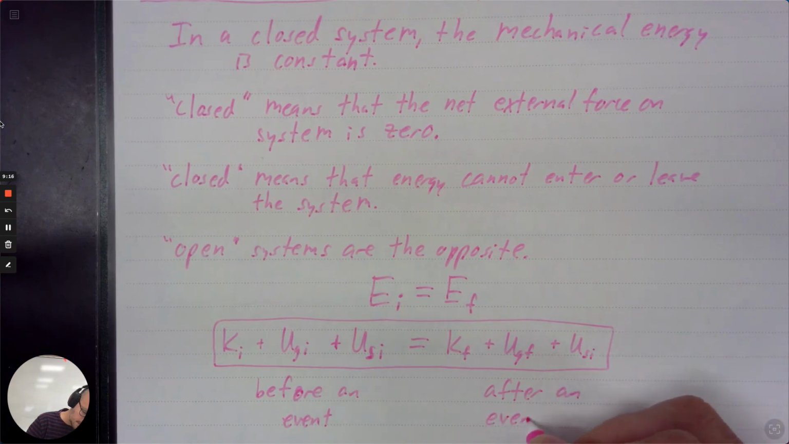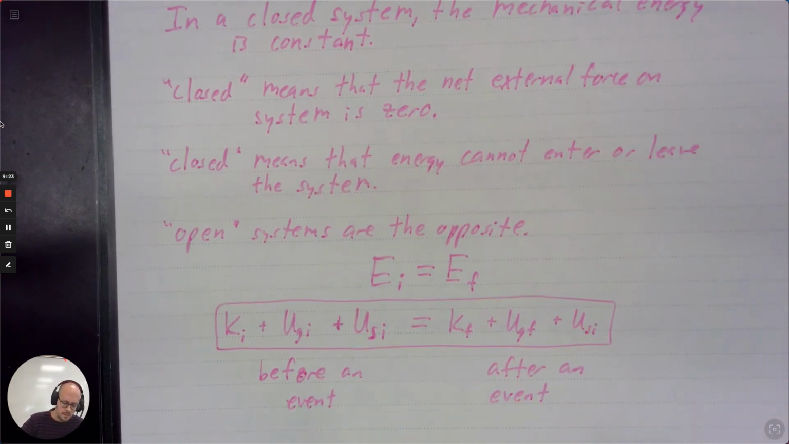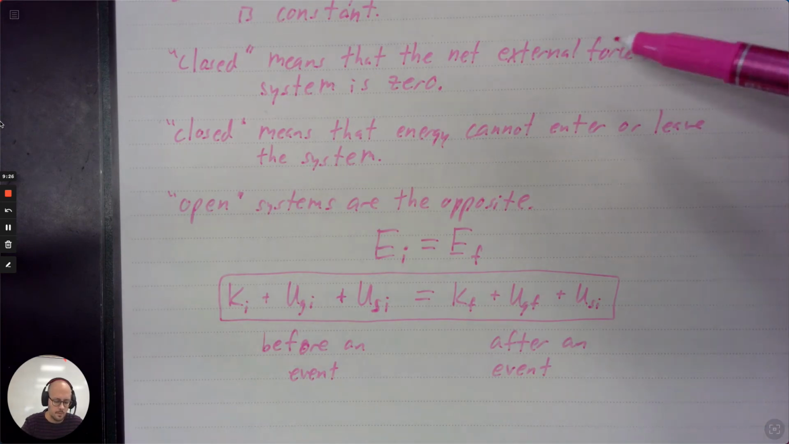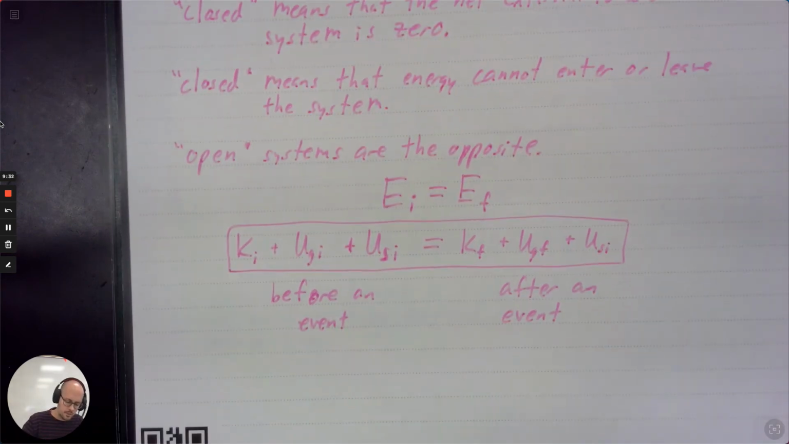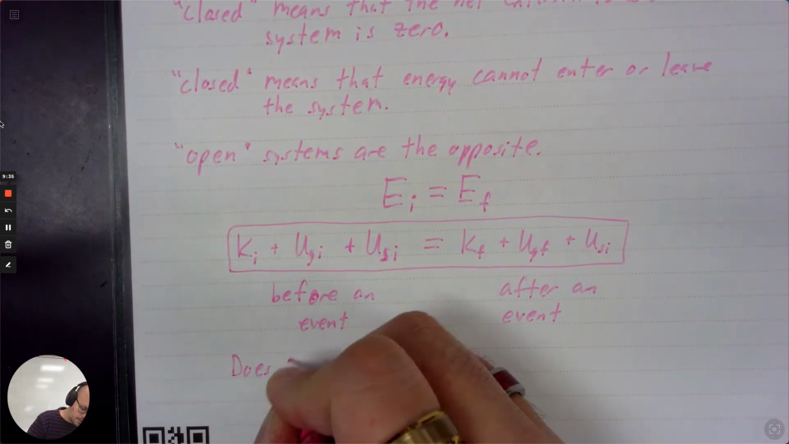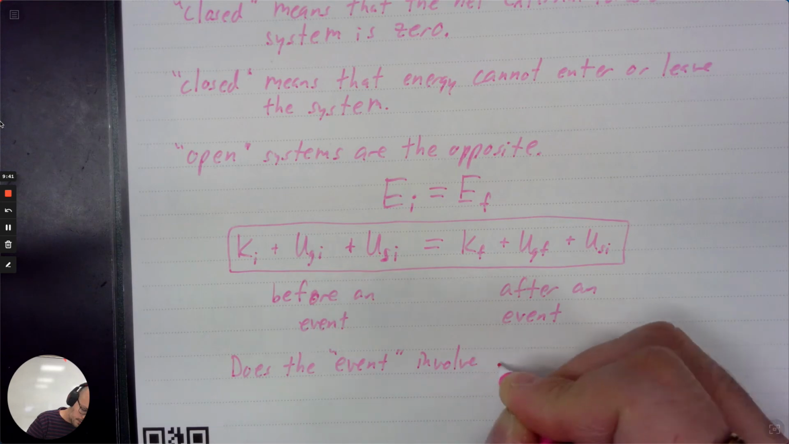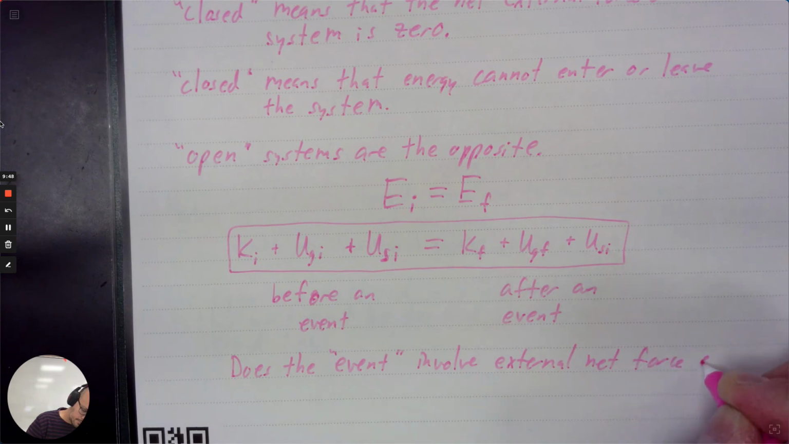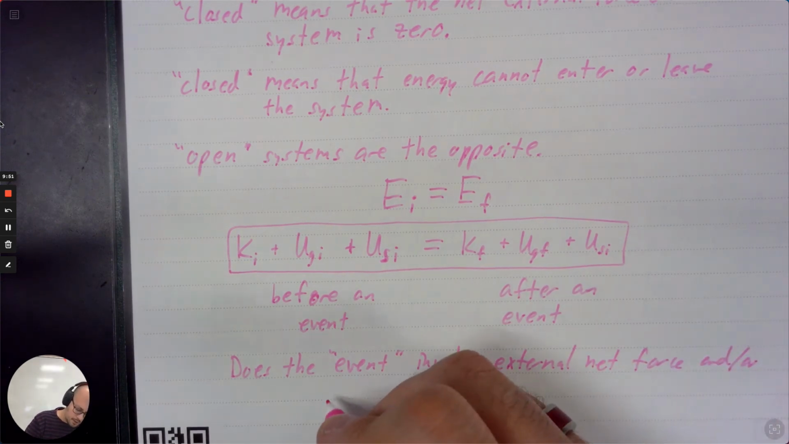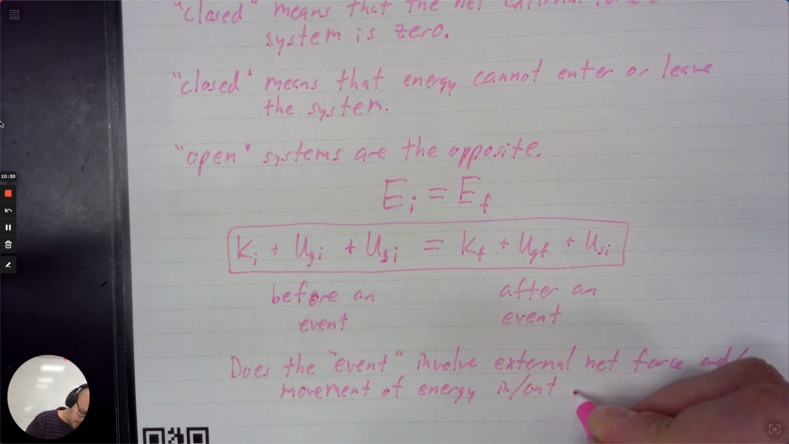Your job in physics, related to the closed or openness of the system, is to identify the event as either coming from external forces or not, or whether the event causes energy to enter or leave. So the big question: does the event involve external net force and/or movement of energy in or out of the system?